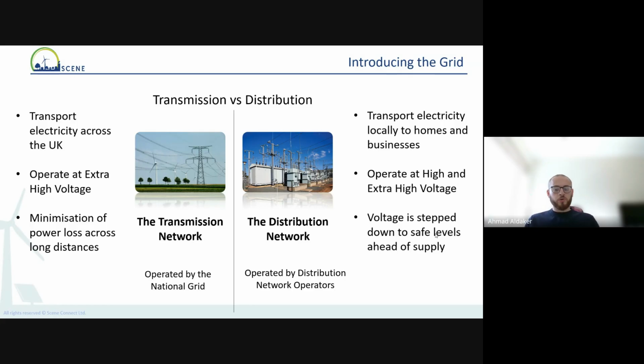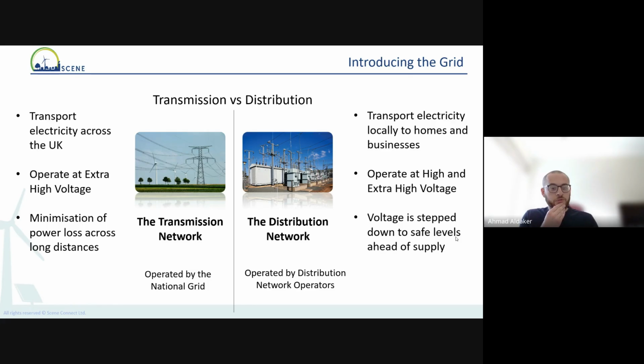The distribution network operates at a lower voltage as it moves to the local level. So this can range from 132 kilovolts all the way down to 6.6. Voltages are stepped up and down at substations. So specifically, these are nodes known as grid supply points and bulk supply points. And these are used to move voltage levels higher or lower between transmission and distribution network levels.